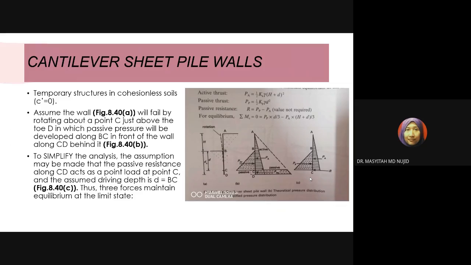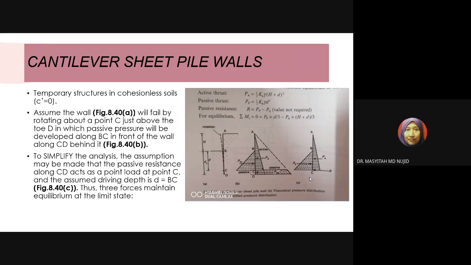Just to refresh, for cantilever sheet pile walls we have the active thrust, the passive thrust, and the passive resistance. The cantilever sheet pile wall is always used as a temporary structure in cohesionless soil, where the effective cohesion is equal to 0. Look at the phenomena in this figure.